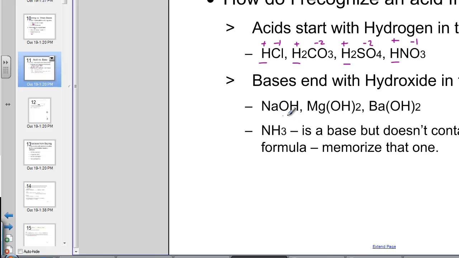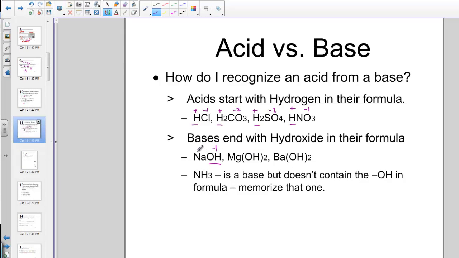Bases end with the polyatomic ion hydroxide. Hydroxide defines the base. Sodium is the first name of sodium hydroxide. Dissociating to let go of hydroxide makes it a base. Magnesium hydroxide and barium hydroxide are all examples of those compounds whose last position, the anion, the negative ion, is the hydroxide polyatomic. Except ammonia. Ammonia is a base through and through, but doesn't contain the OH hydroxide in its formula.